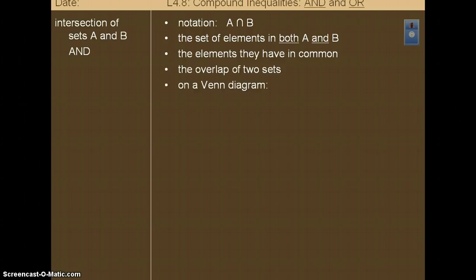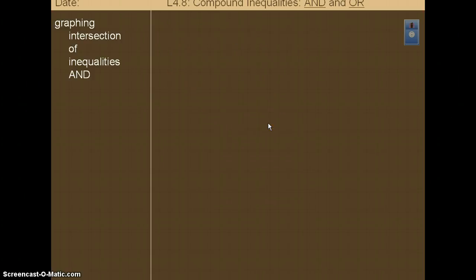So we can see that pretty clearly in a Venn diagram. If we have 2 sets that are represented, A with our left oval and B with our right oval, the intersection is the overlap, the 2 parts that they have in common. So the elements that would be in both A and B would have to be found in this section of our Venn diagram. When we look at this with inequalities, which we're going to be doing today, when we're talking about compound inequalities, we're going to be primarily graphing the intersection of inequalities. Again, this is denoted with the keyword and.